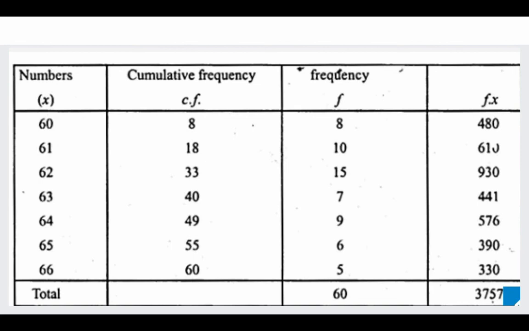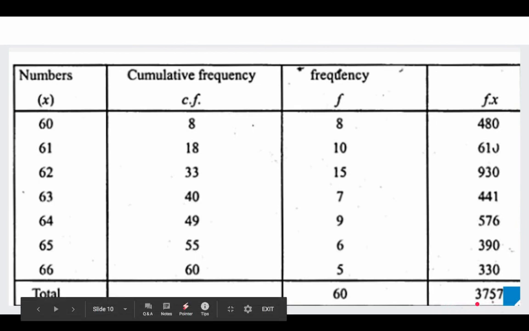And what is the sum of all the frequencies? 60. Divide the two. What do you get, students? Yes, it comes out 62.61666. So just round off and write the answer as 62.62. Clear, students? The solution is clear?